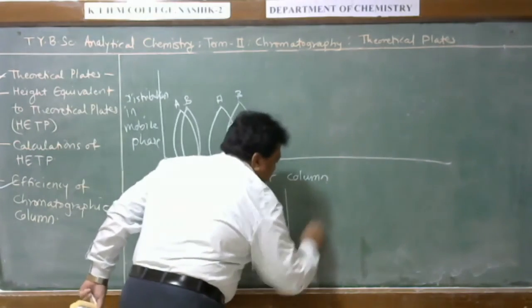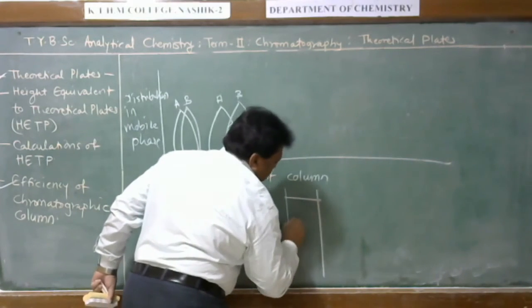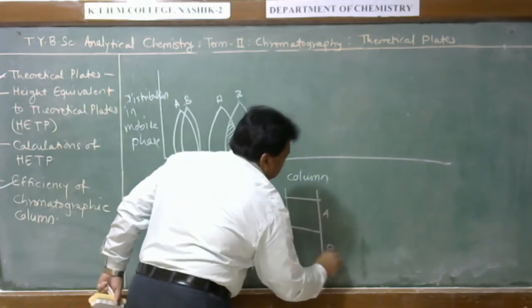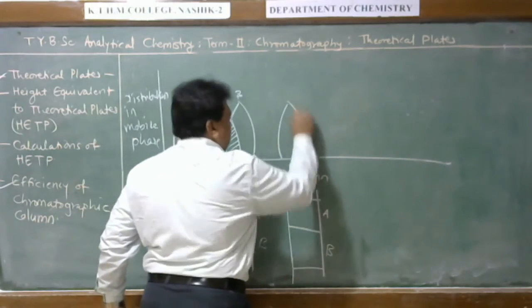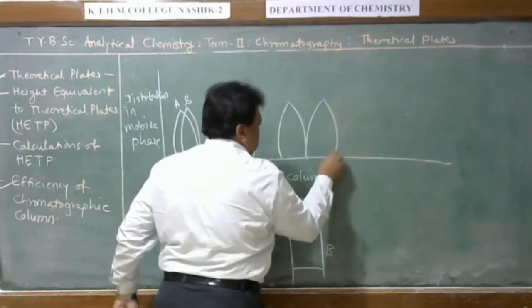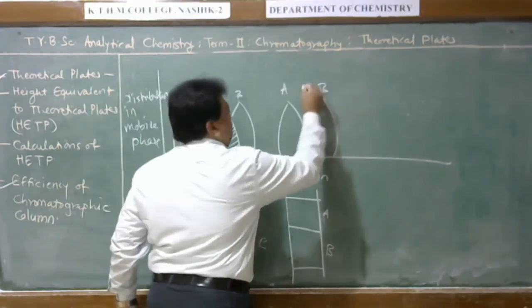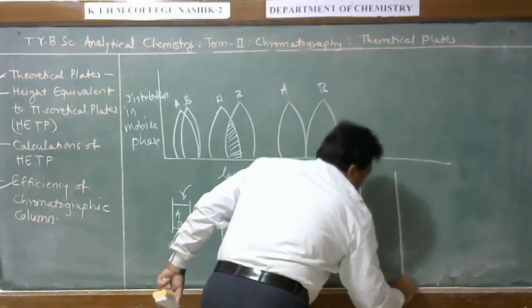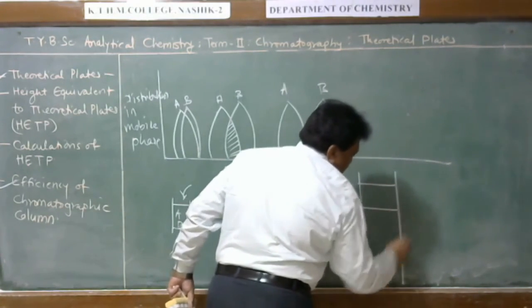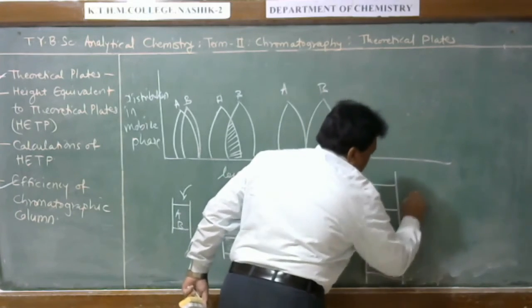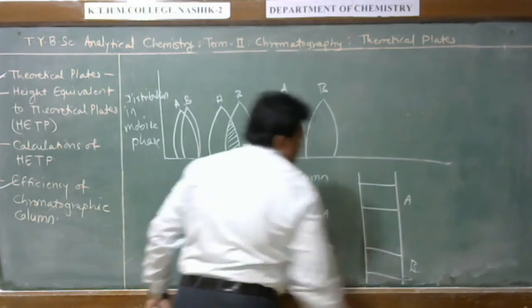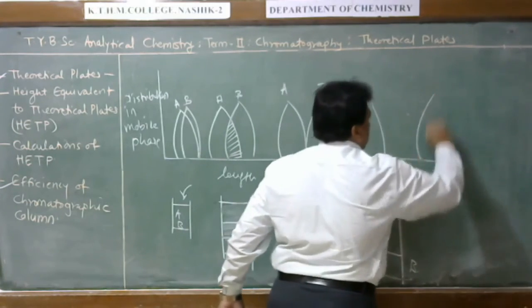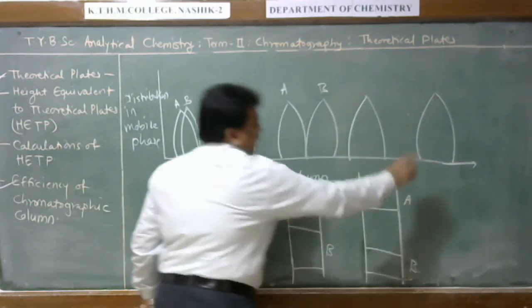Therefore, if we increase the length of the column, then here is component A and here is component B. Therefore, A and B get separated from one another. And if we increase the length of the column again, then here is the position of B and here is the position of A. That means A and B get well separated from one another as the length of the column is increased.